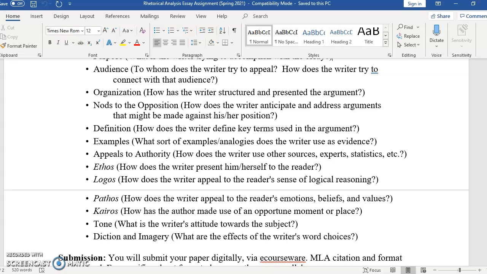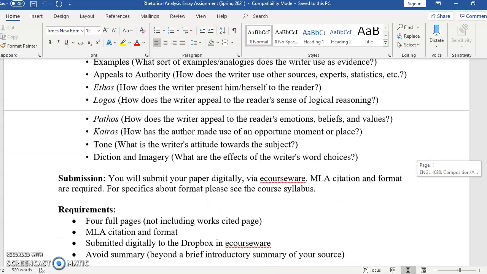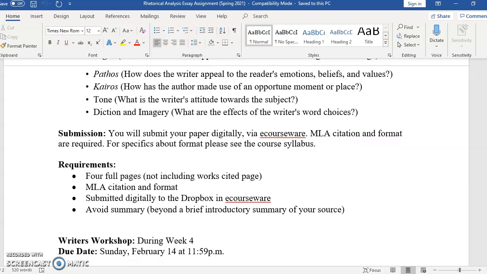And even in thinking about what the academic argument is, that video will discuss what those are. So I will refer you to that video if you have further questions. And if you still don't understand, then we can have a follow-up conversation via email or Skype. There is also tone. What is the writer's attitude towards the subject, whether it is appropriate or not? And you can also focus on the diction and the imagery. What are the effects of the writer's word choices?